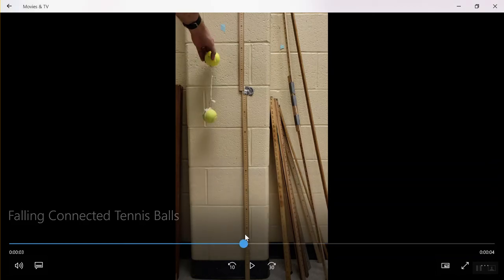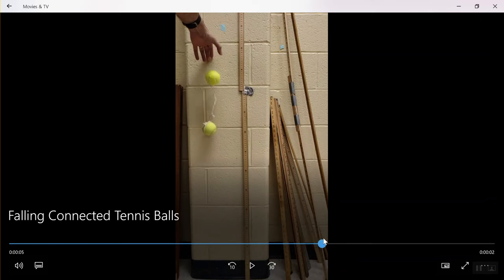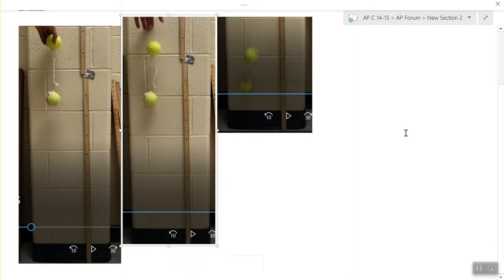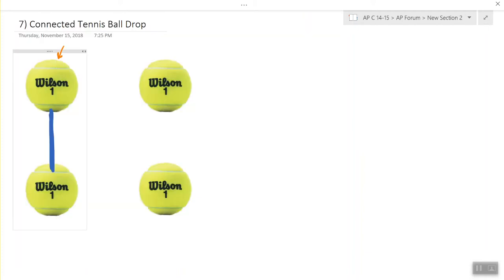So I'll just play this like so. And you can see the top one is starting to take a look at the bottom one. It's catching it up. Doesn't catch it all the way in a meter, but eventually it will. So here's a couple screenshots in case you didn't catch that. It is getting closer. So what's going on?